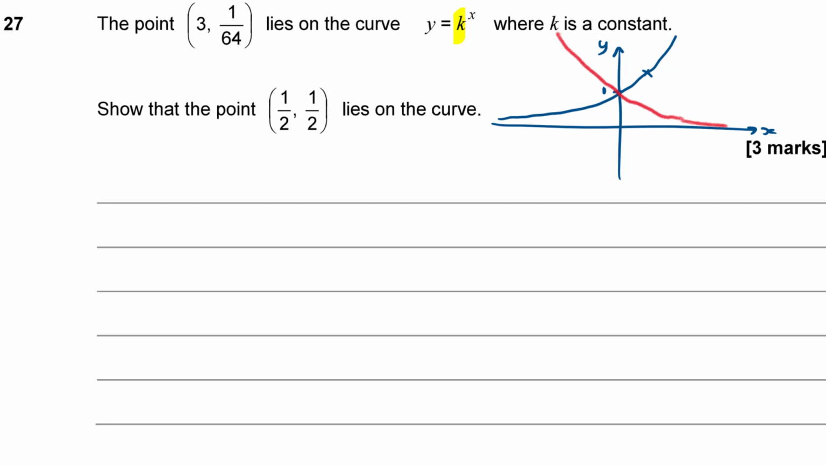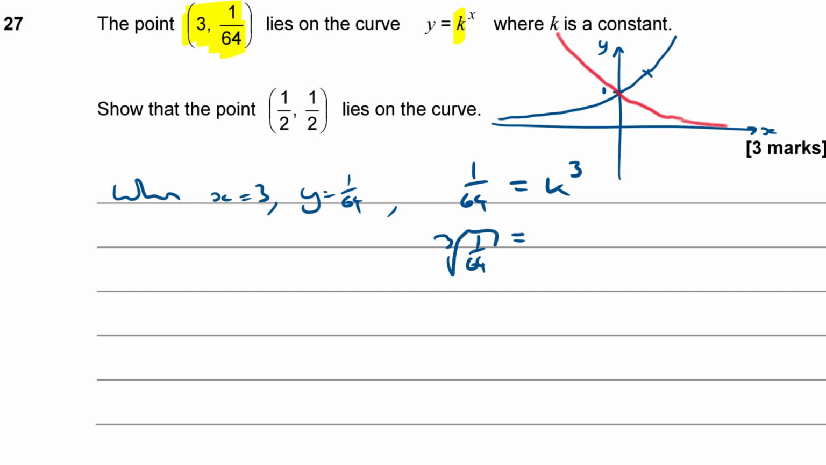We've been given a point which lies on the line. We know that when x is 3, y is 1/64. So subbing that in, 1/64 is equal to k to the power of 3. So k cubed is 1/64. To find k, we need to find the cube root of both sides. So what's the cube root of 1/64? Well, 64 is 4 cubed, so the cube root of 1/64 is 1/4, so k is 1/4.